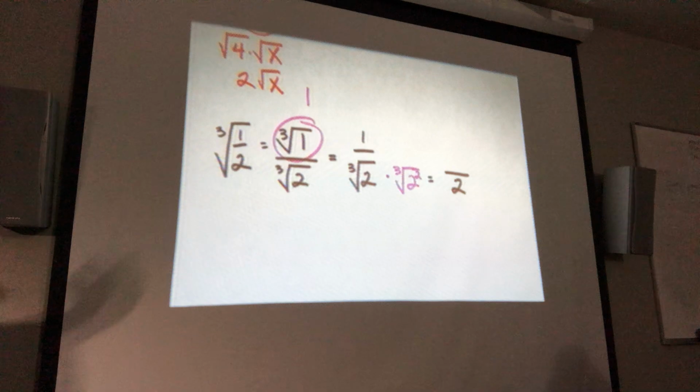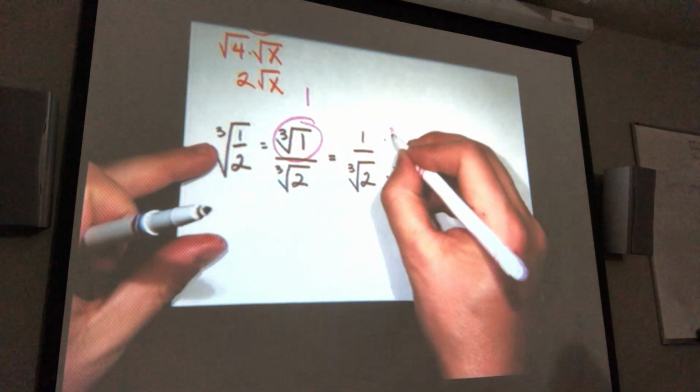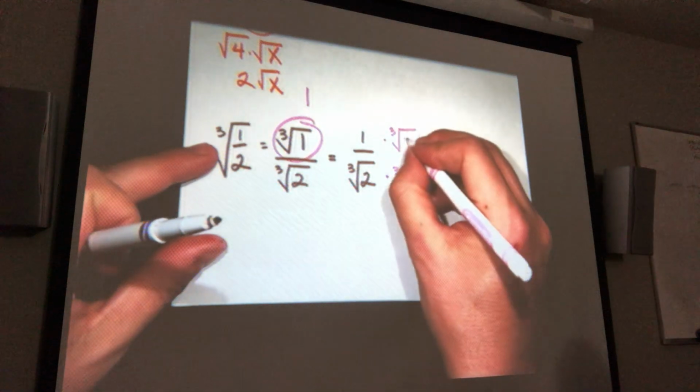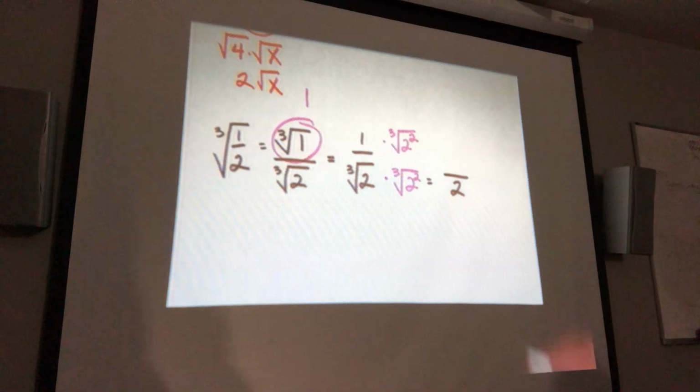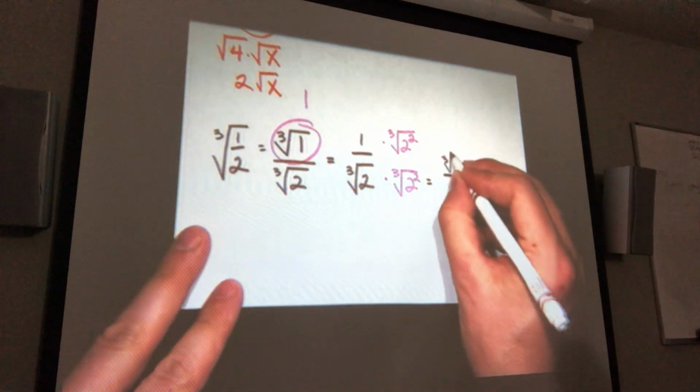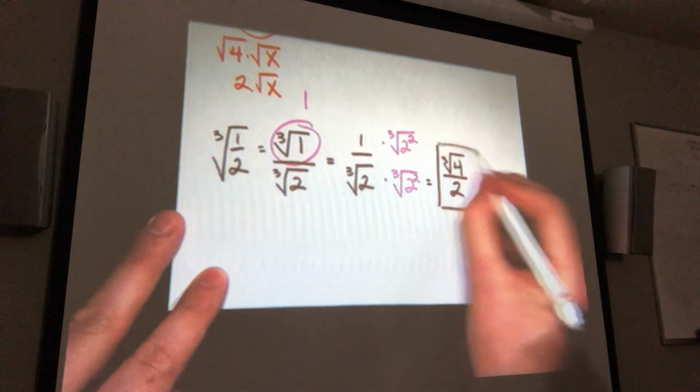And you have to do it on the top. I got to do it on the top, right? 1 times the cubed root of 2 squared. 1 times anything is itself, so on the top I have the cubed root of 2 squared, or I can just write cubed root of 4.